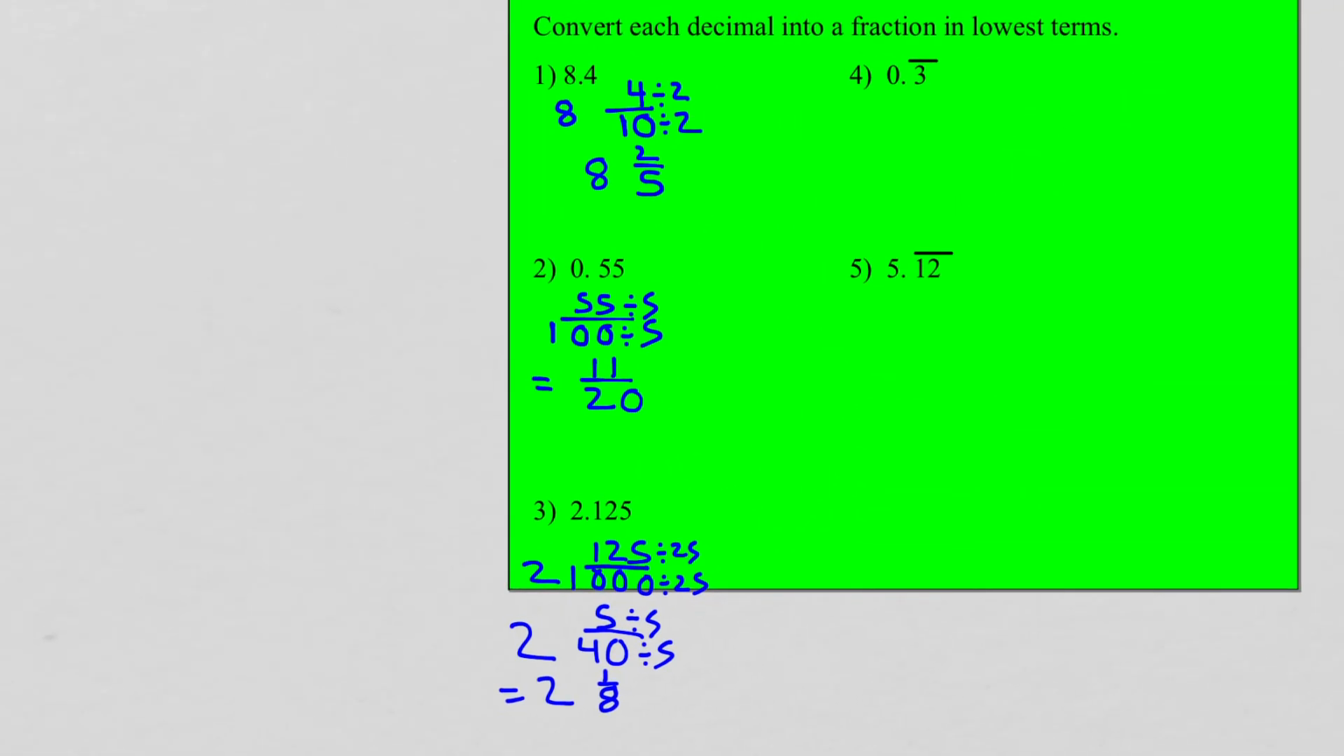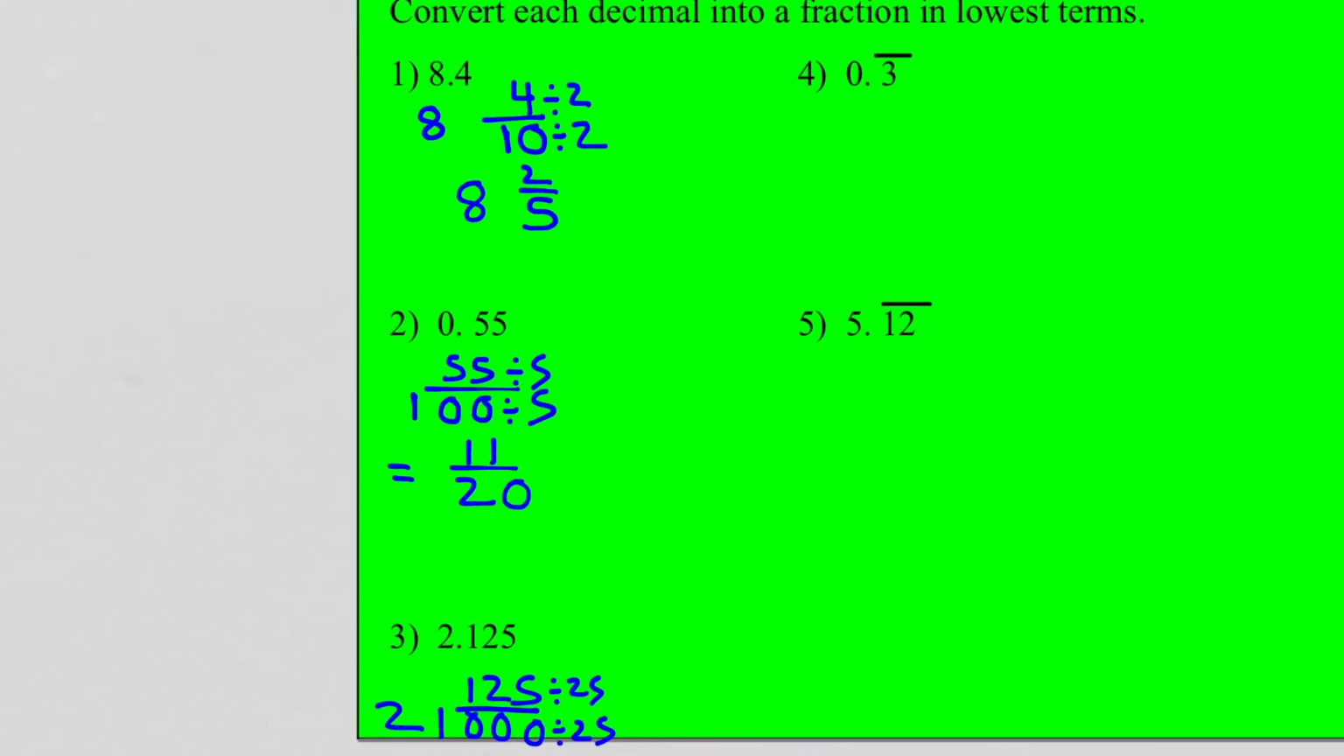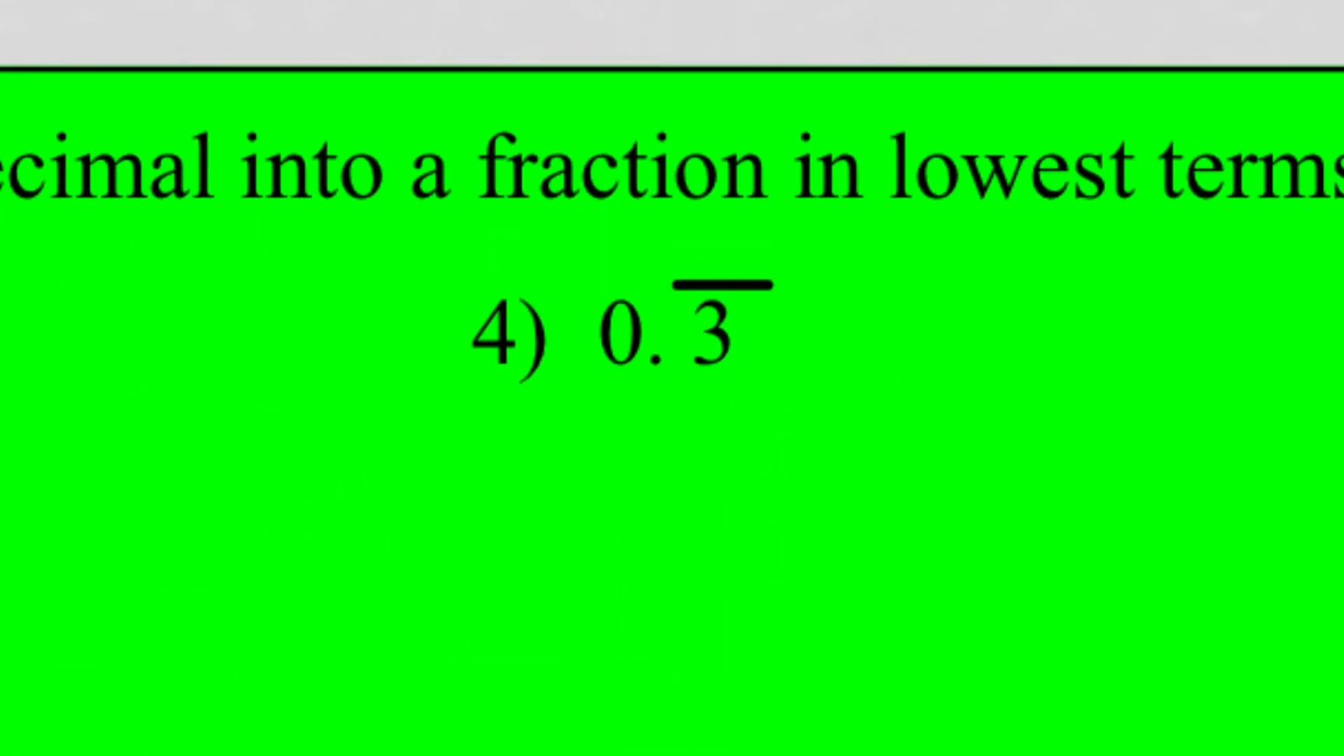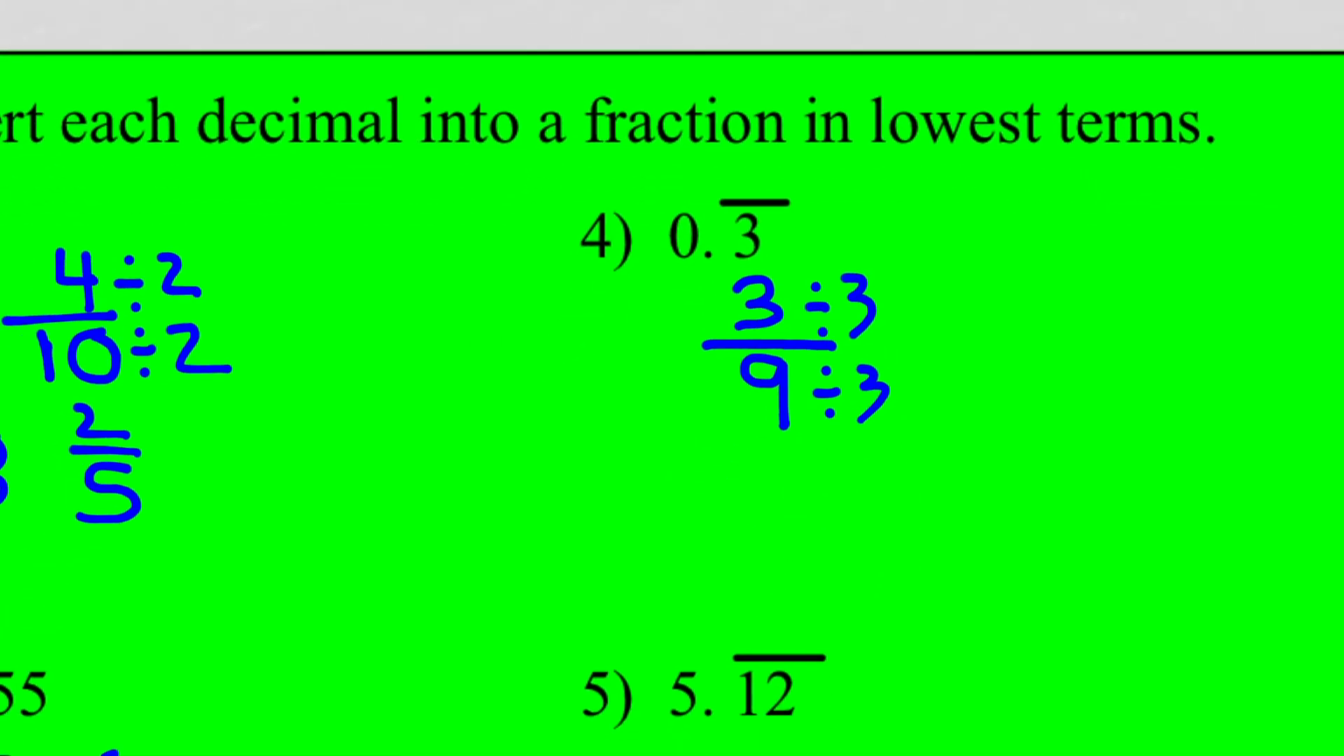Okay, those were all terminating decimals. Then we have to look at repeating decimals. We know these two are repeating because they have the bar notation. So most things are the same. In this one, there's no whole number. 3 is the numerator because it's the digit behind the decimal. And then for every different repeating digit, we put a 9 in the denominator. And then we can reduce this one by dividing by 3. And I get 1/3.